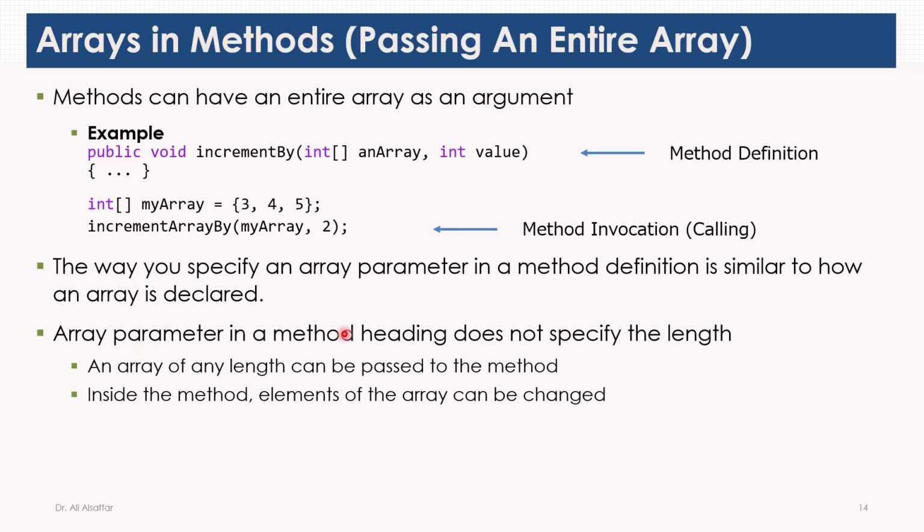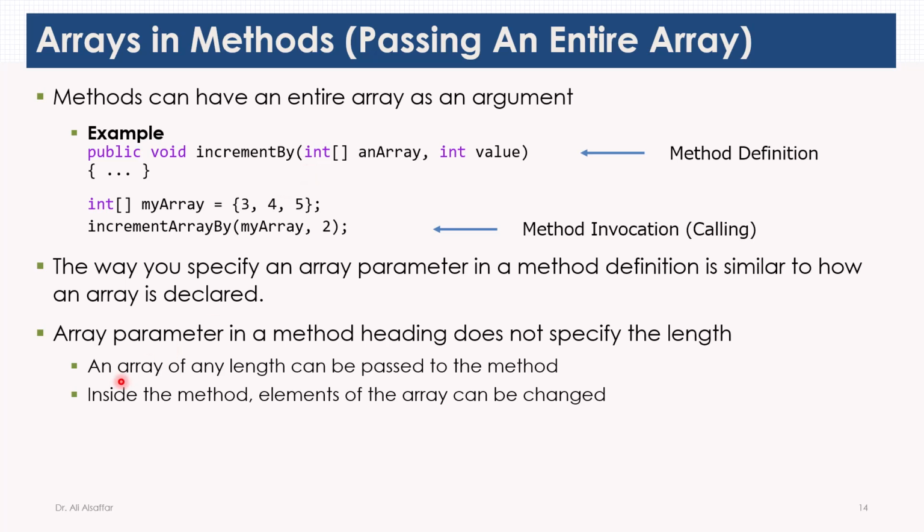Any parameter in a method heading should not specify the length. As you notice here, we are not passing the length because the length is already inside the object of the array. Because an array is an object, and if you remember, we said that it has only one instance variable, which was length. So length will be passed automatically with the array. You don't need to supply the length as a parameter to the array.